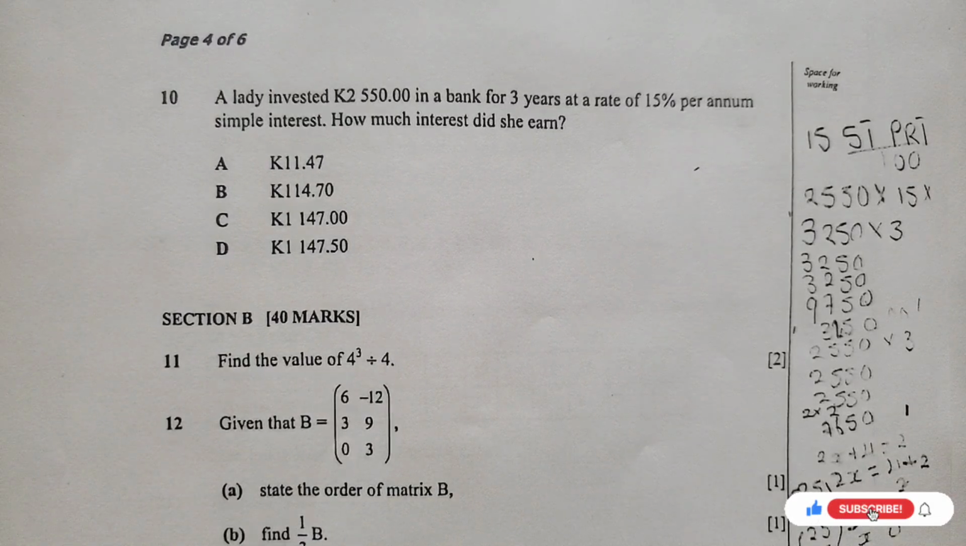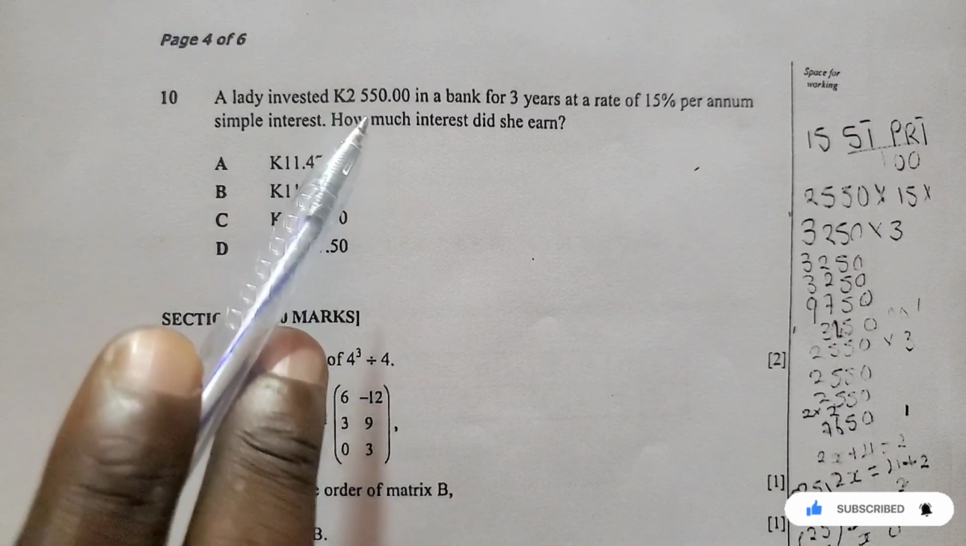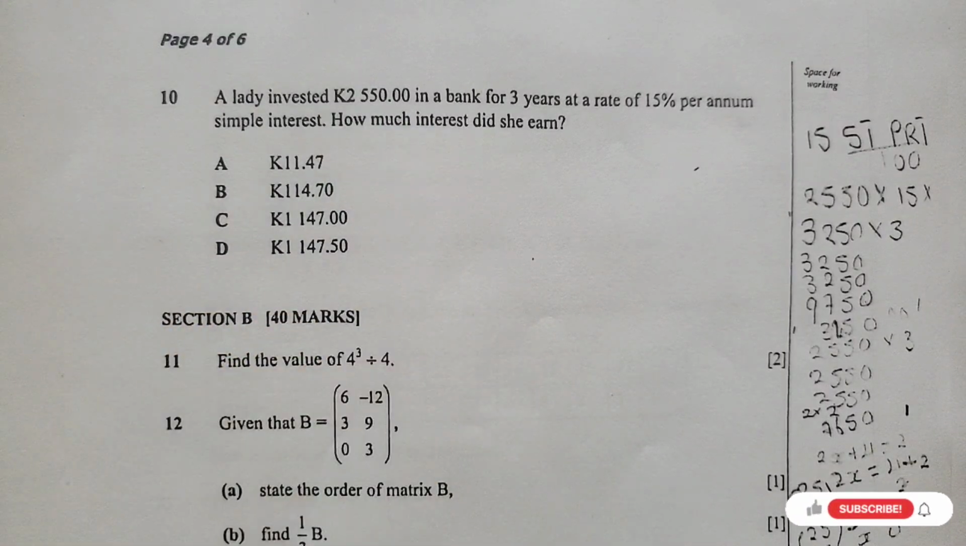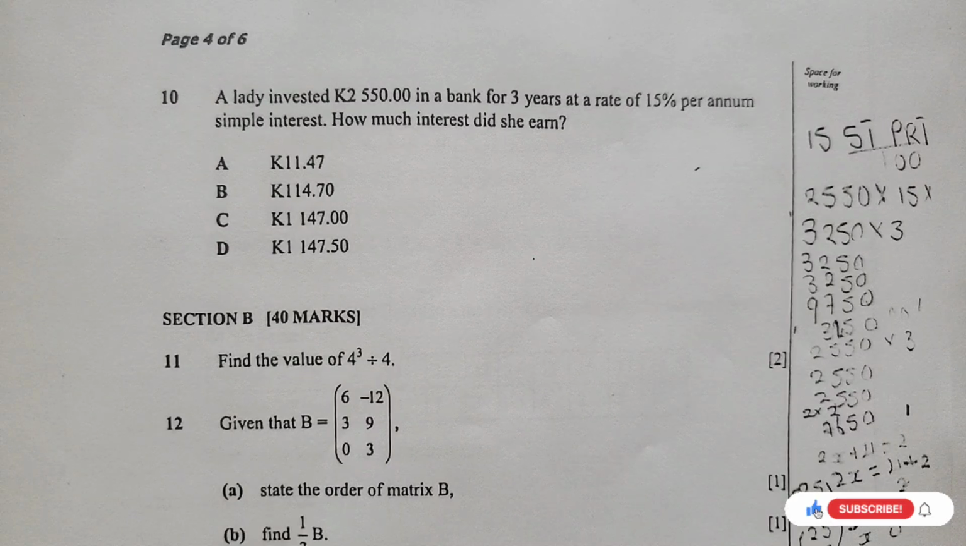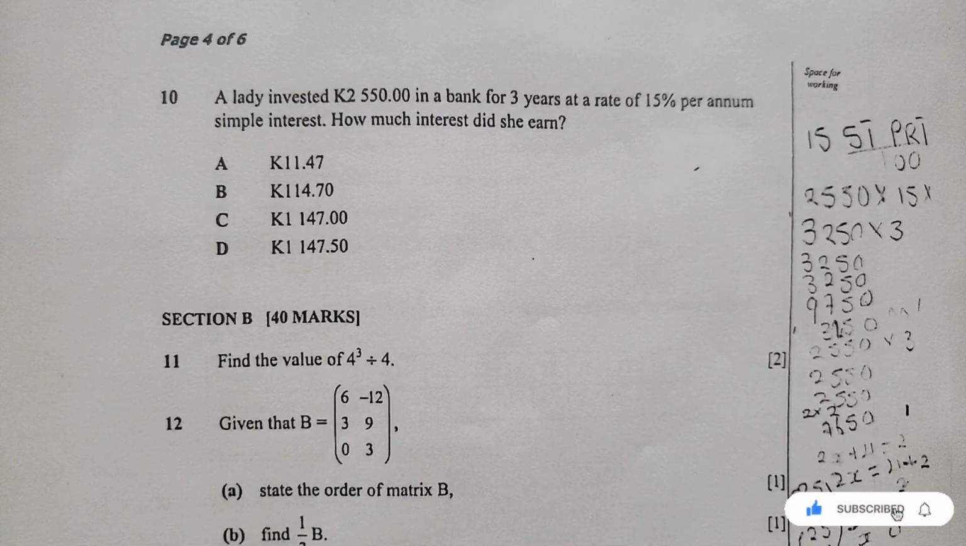Question 10 is saying, a lady invested 2,550 kwacha in a bank for 3 years at a rate of 15% per annum. It is simple interest per annum. How much interest did she earn? Okay, this is also very simple.